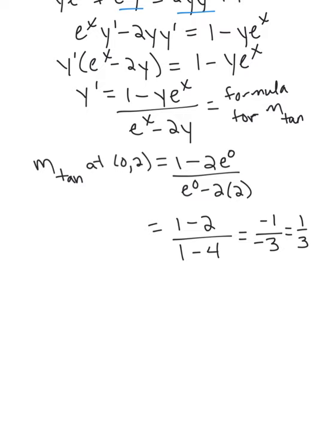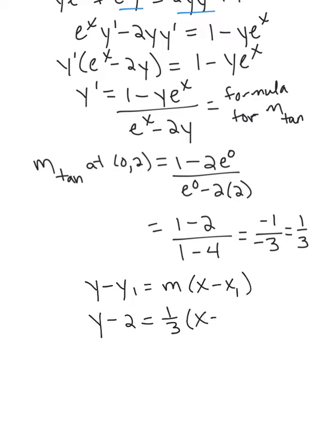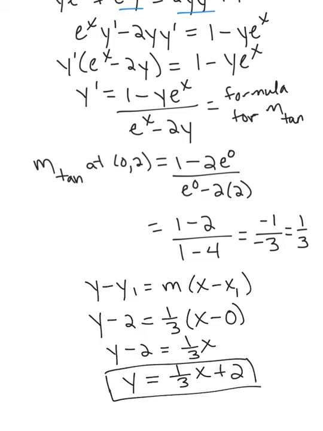We need to write the equation of the tangent line. So going back to that point slope formula, y variable minus the y of our point was 2 equals our slope of 1/3, x variable minus the x of the point was 0. Y minus 2 equals 1/3 x. Finish it off, y equals 1/3 x plus 2. And that is the equation of your tangent line.